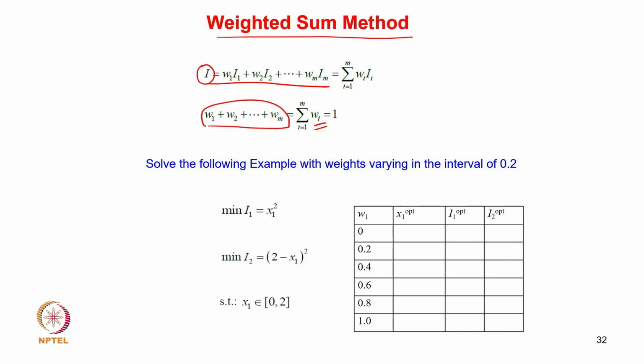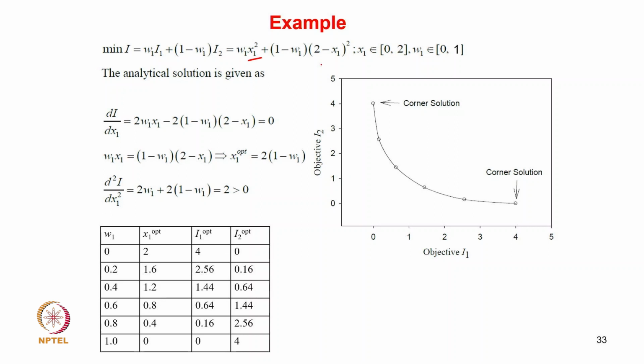If you take a simple example of minimization of I1 equals x1 square and minimization of I2 equals (2 minus x1) square, with x1 varying between 0 and 2, then we can combine both these objectives using weights. The first weight will be w1, the second weight will be 1 minus w1. If we differentiate this equation with respect to x1, we get x1 optimum as 2 times (1 minus w1), isn't it? Now I vary the weight: 0.2, 0.4, 0.6, 0.8 and 1. You can see that we get different solutions, and these are shown in the Pareto optimal front. So this is just a simple illustration of the weighted sum method for multi-objective optimization. So we stop here.